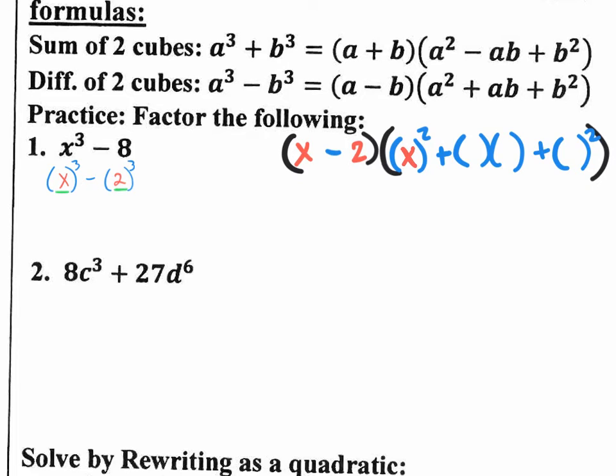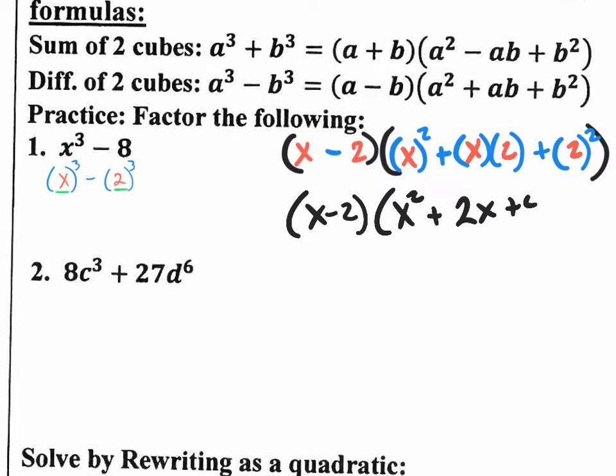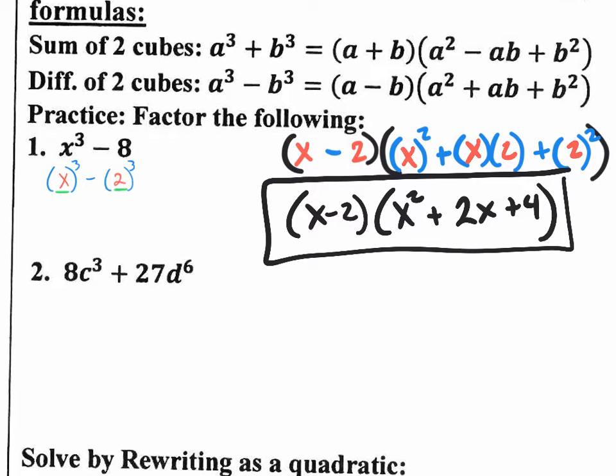So the A value is X, the B value is 2. So what's my final answer? We have the binomial X minus 2, and we have X squared plus X times 2, that's 2X, plus 2 squared, which is 4. There's your factored form of this problem up here.